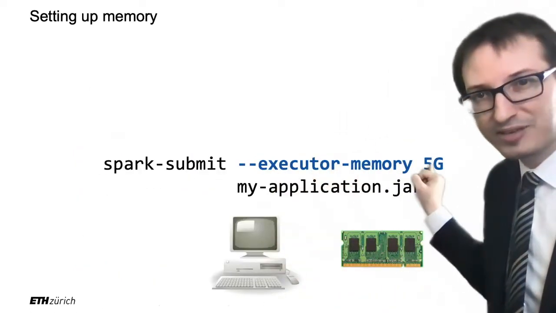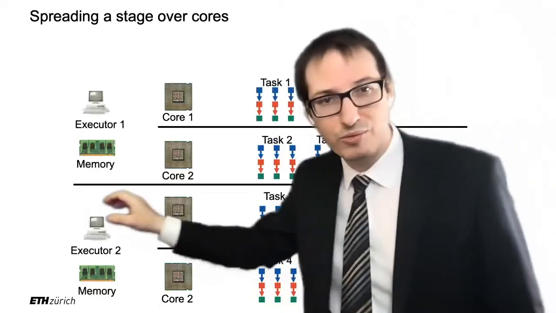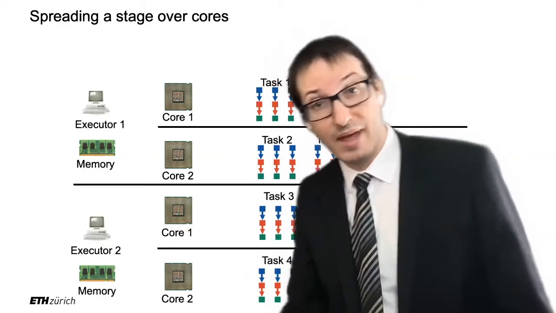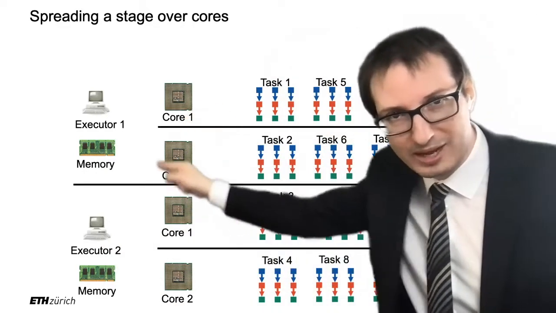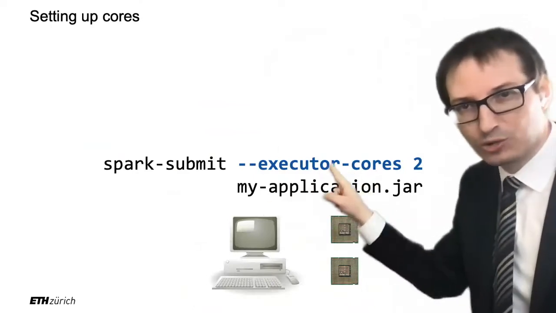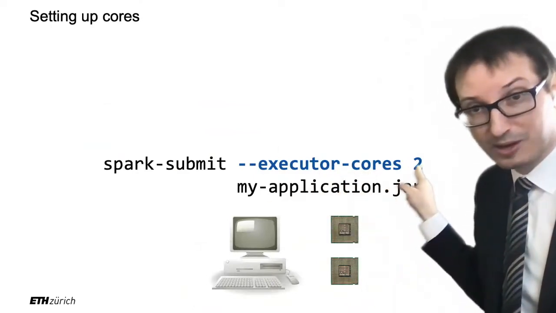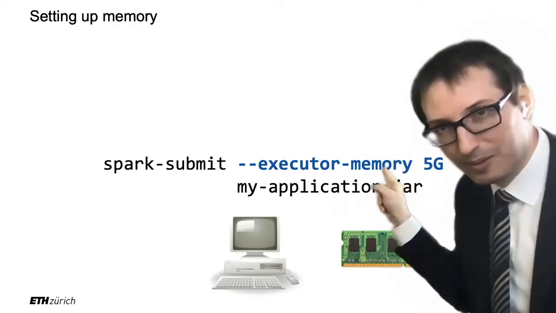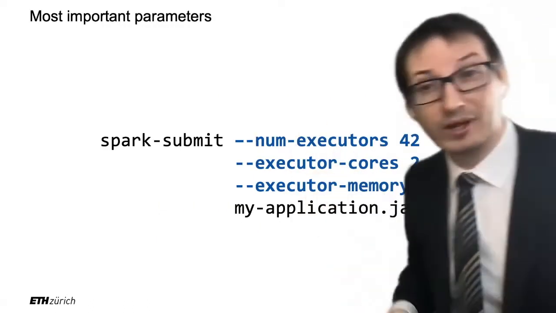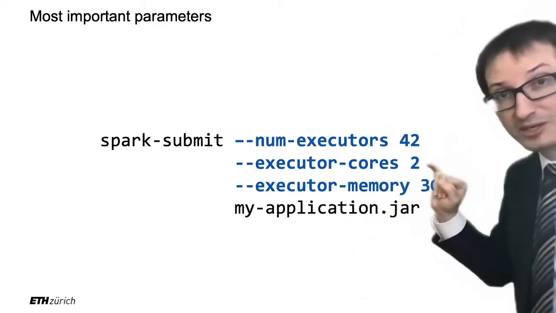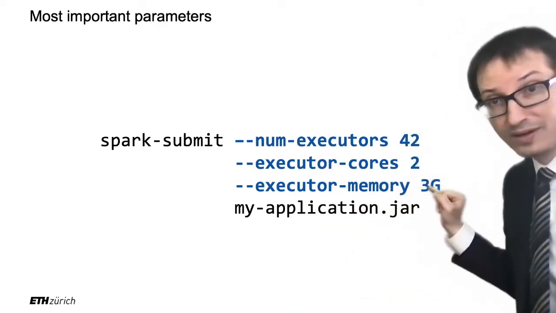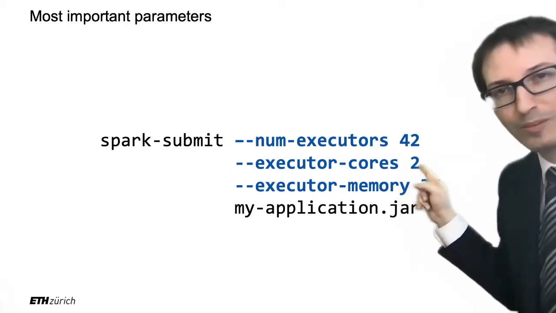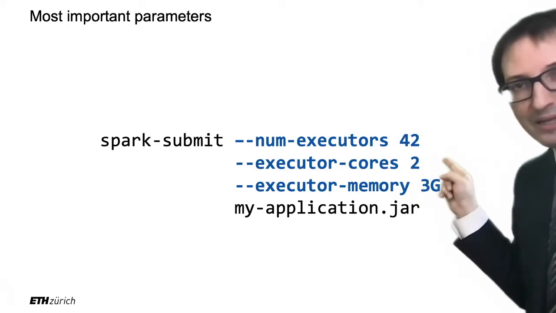I can also control the amount of memory here. Executor memory, 5 gigabytes. So it means that in every executor, 5 gigabytes, 5 gigabytes, 5 gigabytes for every executor. I can also control the number of cores in each executor with executor cores 2. In that case, I say I want 2, right? So you see number of executors, number of cores per executor, memory per executor, and I can do it all at the same time.